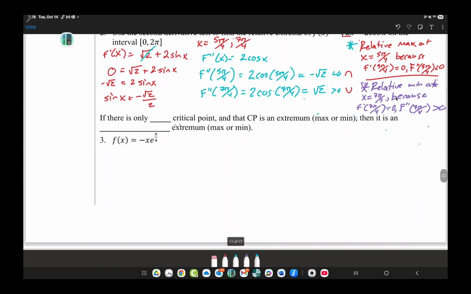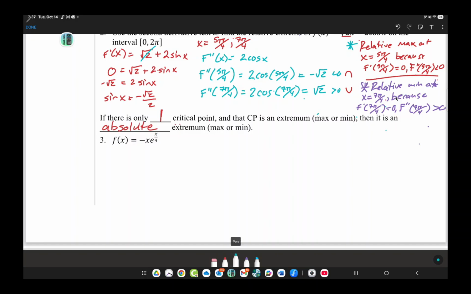All right, last part of this lesson. If there's only one critical point and the CP is an extrema, max or min, then it is an absolute extrema. Which just makes sense. If you have a parabola, just x squared, you have an absolute max or an absolute min, depending on if it's opening up or down. So same kind of concept here. If we only have one horizontal tangent line, the only way to have only one horizontal tangent line is if your end behavior on both sides goes the same direction. So it never turns back around.